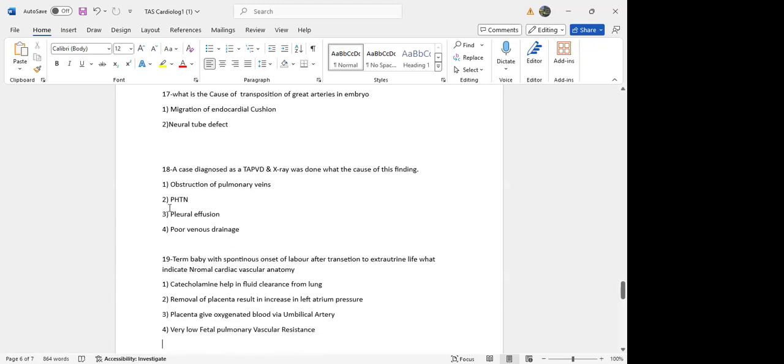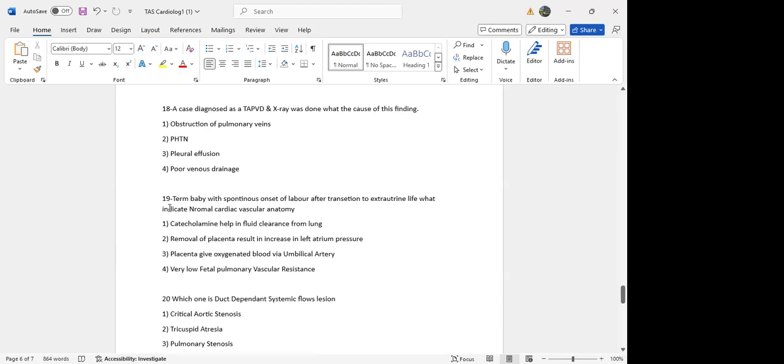Term baby with spontaneous onset of labor. This is a term baby presenting with spontaneous onset of labor, after transition to extrauterine life. Now they are entering into the extrauterine. What indicates the normal cardiovascular anatomy? So क्या changes होती हैं? कैटाकोलामीन हेल्प इन द फ्लूइड क्लियरेंस? नो. फ्लूइड क्लियरेंस कैसे हो रही होती है? जब आप ब्रेथ लेते हैं, एयर आती है, तब आपकी फ्लूइड क्लियरेंस स्टार्ट होती है.